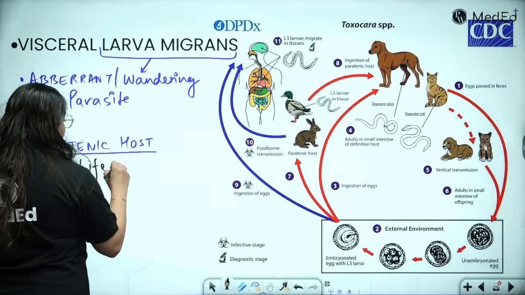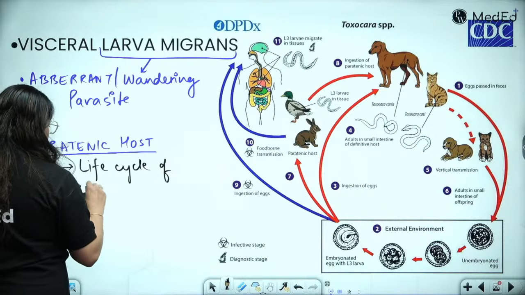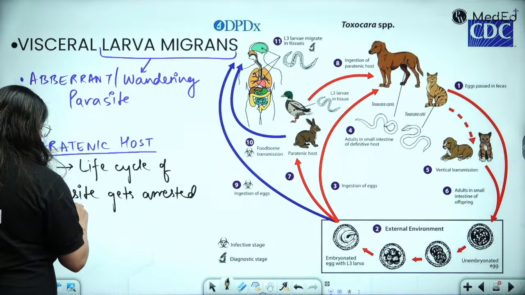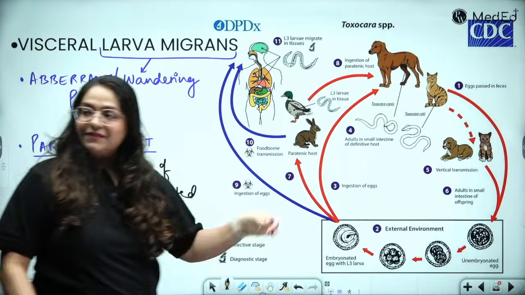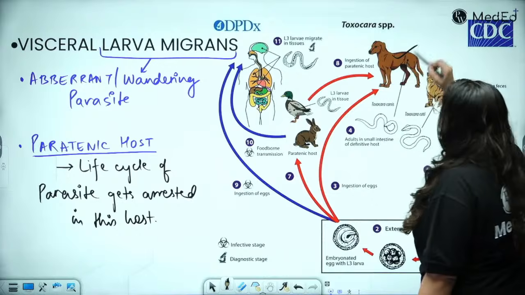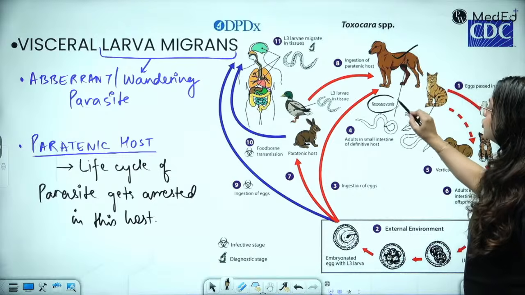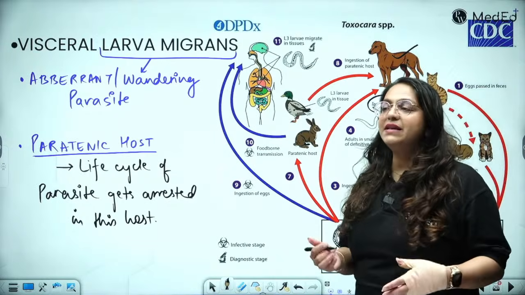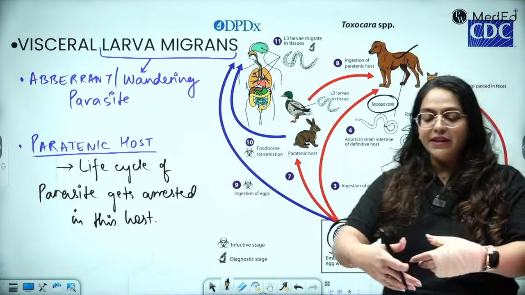What happens here? The life cycle of the parasite gets arrested in this host. What is the meaning of that? For that, you have to look at the life cycle. Don't be scared of the life cycle. See, this is the dog. The dog has eaten a small little animal. The dog has gotten the Toxocara canis. Now, in the feces of the dog, the unembryonated egg is coming out. The egg is embryonating. Embryonated egg means egg which has the larva inside. These embryonated eggs are lying around in the soil.